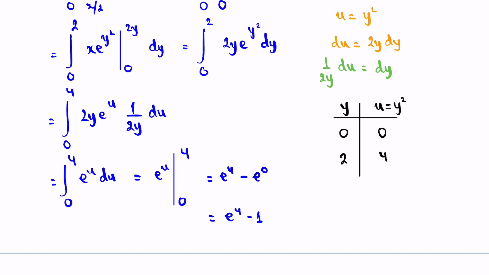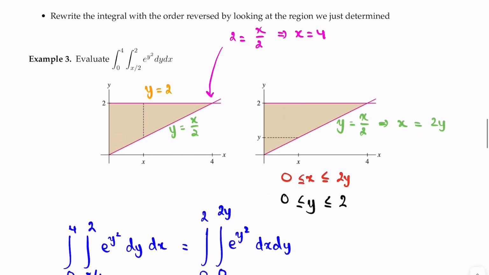And that's how you change the order of integrations. Of course, it depends on the problem. Sometimes it's just straightforward, and you evaluate the double integral following the order that the problem suggests. But sometimes, for example in this case, it's hard to directly evaluate this integral with respect to y. So what we did is we sketched the region implied by the limits of integrations, and then we rewrote the integral with the order reversed by looking at the region we just determined.